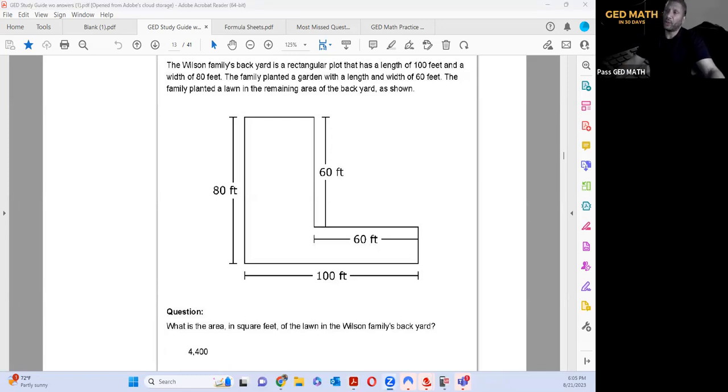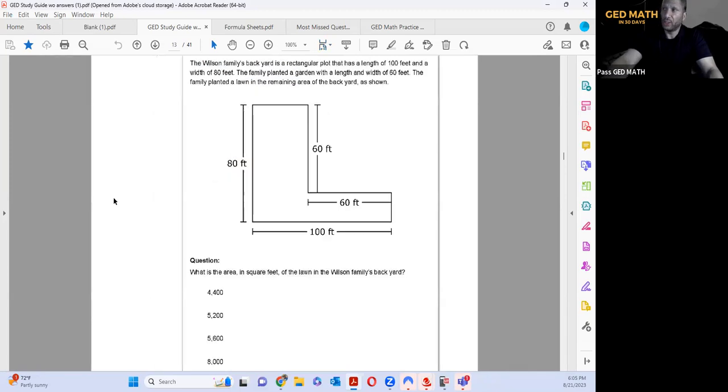So this is a problem where we talk about composite area. When they give you this shape, one of the strategies that you should continually exhibit when you're taking the GED is reading that question first, so you know exactly what you're looking for. So, what is the area in square feet of the lawn in Wilson's family backyard? The Wilson's family backyard is a rectangular plot that has a length of 100 feet and a width of 80 feet. The family planted a garden with the length of 60 feet. The family planted a lawn in the remaining area of the backyard as shown. So this is it right here.